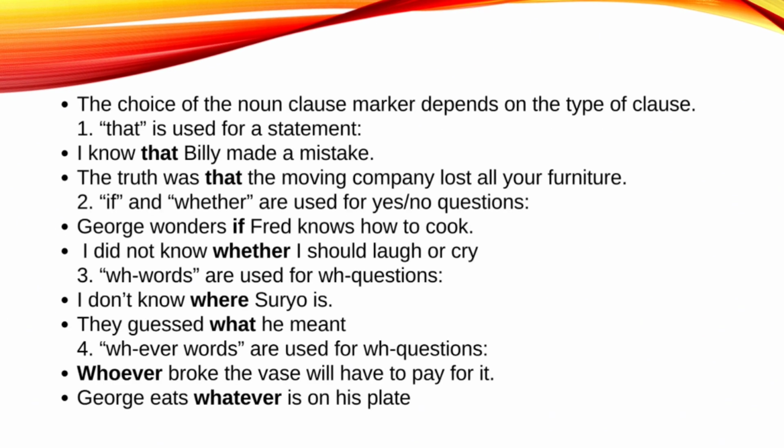The choice of the noun clause marker depends on the type of clause. First, that is used for a statement. For example: I know that Billy made a mistake. The truth was that the moving company lost all your furniture. Second, if and whether are used for yes-or-no questions. For example: George wonders if Fred knows how to cook. I didn't know whether I should laugh or cry.